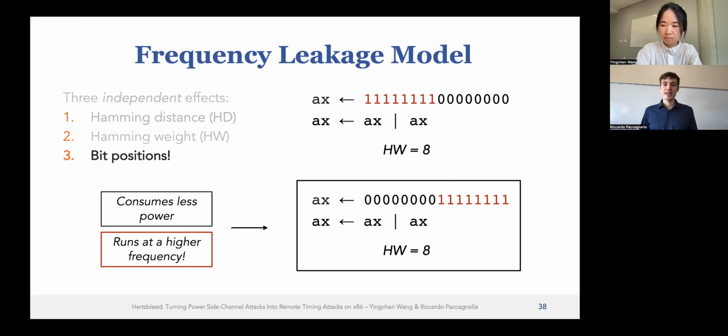Okay, now you might be wondering, how did we come to discover this bit positions effect? And also, which bit positions inside data values affect frequency the most? And to answer these questions, let's now look at a case study of this bit positions effect.